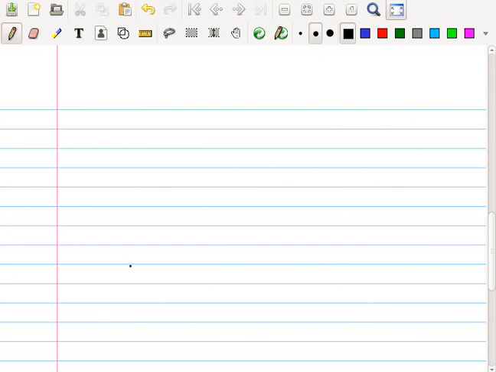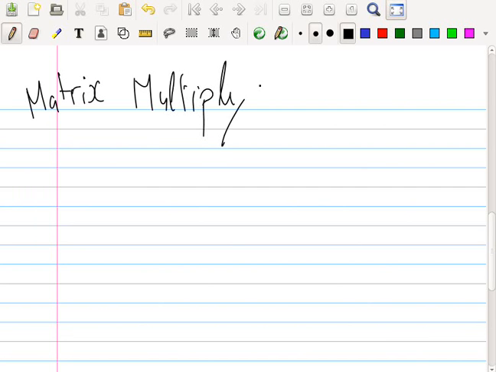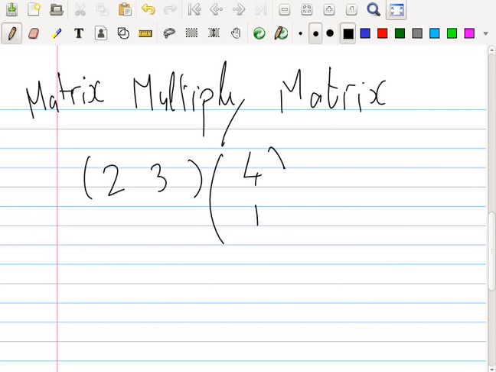So let me give you a small one to begin with. So this is matrix multiply a matrix. Okay, so for example, 2, 3 times 4, 1. Now, what do we think the rule is here? Well, what you might guess is it's 2 multiply 4 and 3 multiply 1. No. And it's not quite 2, 4, 2, 1, and then 3, 4, and 3, 1.